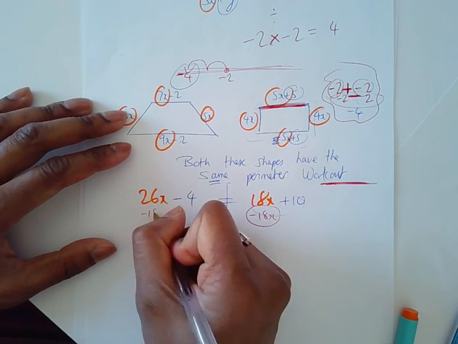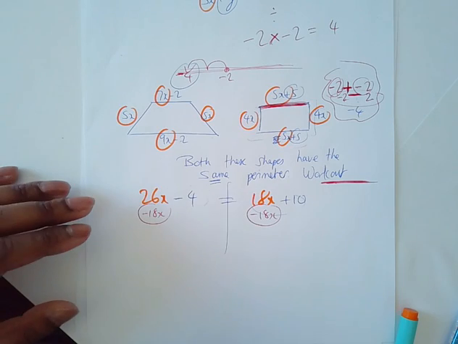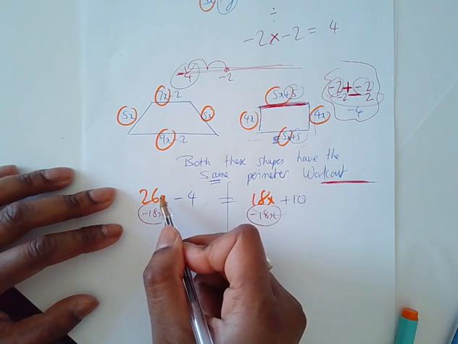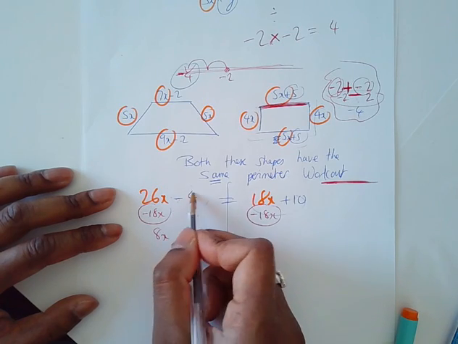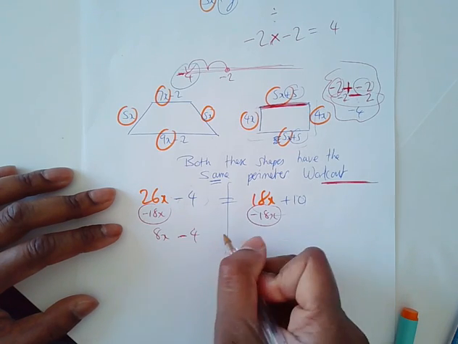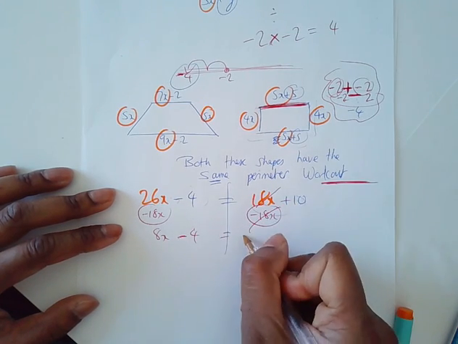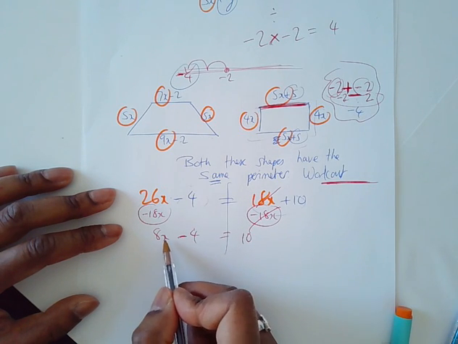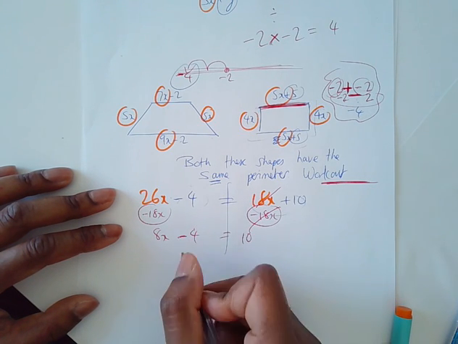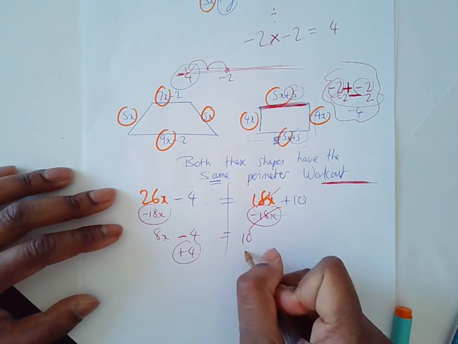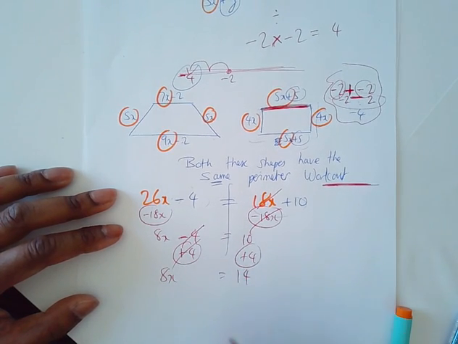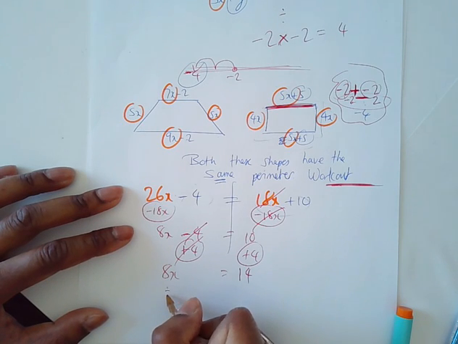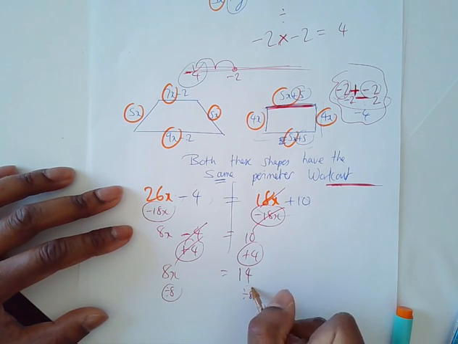Do the same on the other side. What we do on this side, we do on the other side. So what does that look like now? 26x take away 18x leaves you with 8x, and then that minus 4 stays where it is. These knock out, you're just left with 10. So to get x on its own, get rid of negative 4, add 4. Do the same on the other side. To get rid of times by 8, divide by 8. Do the same on the other side.